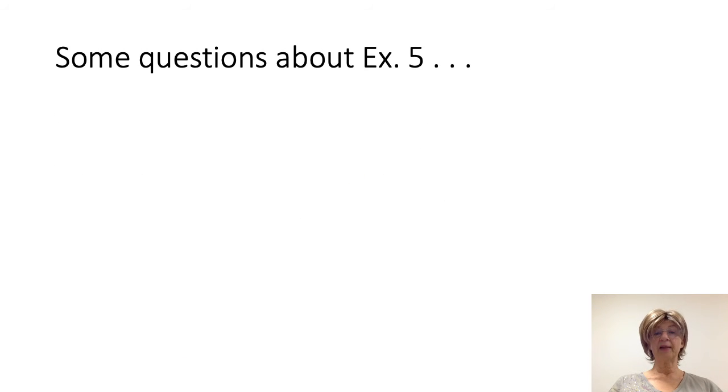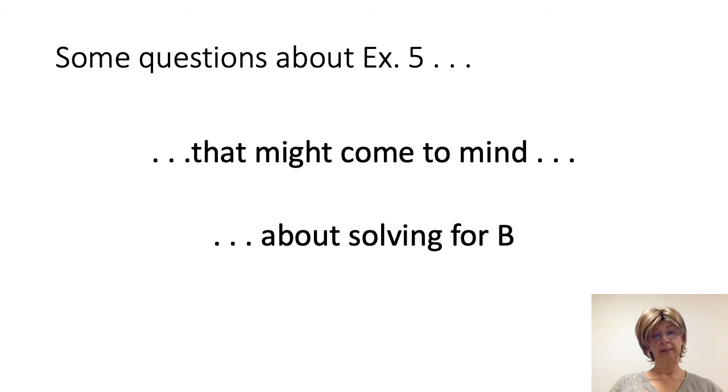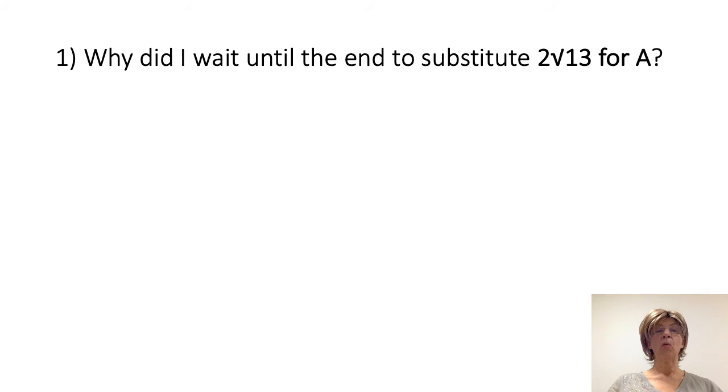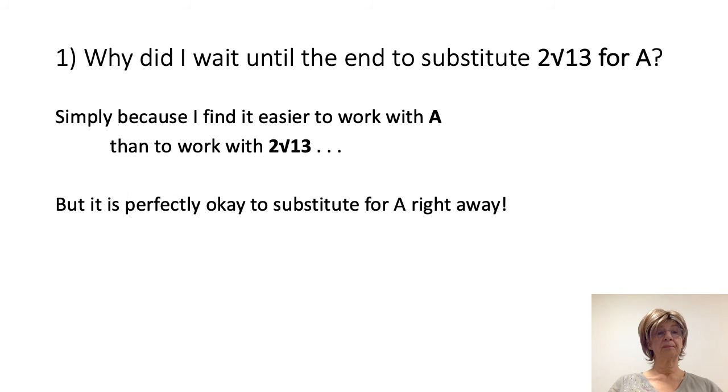Some questions about example 5 that might come to mind about solving for B. Number 1, why did I wait until the end to substitute 2 square roots of 13 for A? Simply because I find it easier to work with A than to work with 2 square roots of 13. But it is perfectly okay to substitute for A right away.